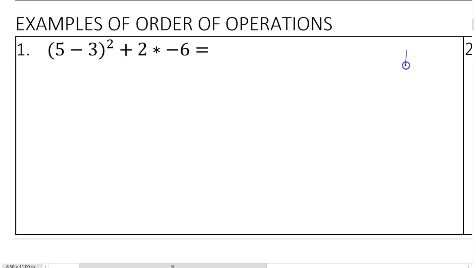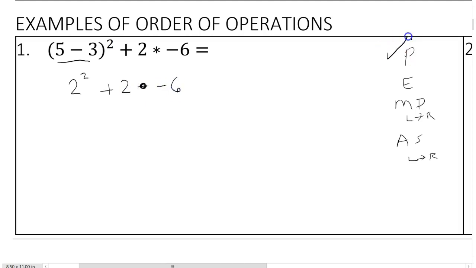Now let's practice order of operations. Begin with parentheses or grouping, then exponents, then multiplication and division, then addition and subtraction. Multiplication and division from left to right, addition and subtraction from left to right. When evaluating using order of operations, begin inside any grouping symbols. 5 minus 3 is inside parentheses, so we begin here. 5 minus 3 is 2. Copy everything else, so we get 2 squared plus 2 times negative 6.